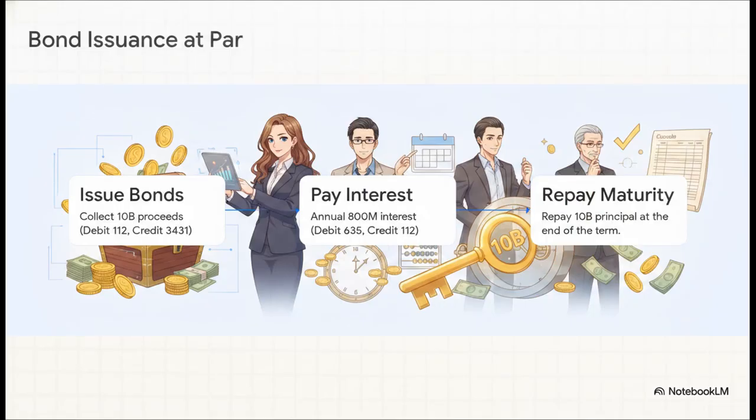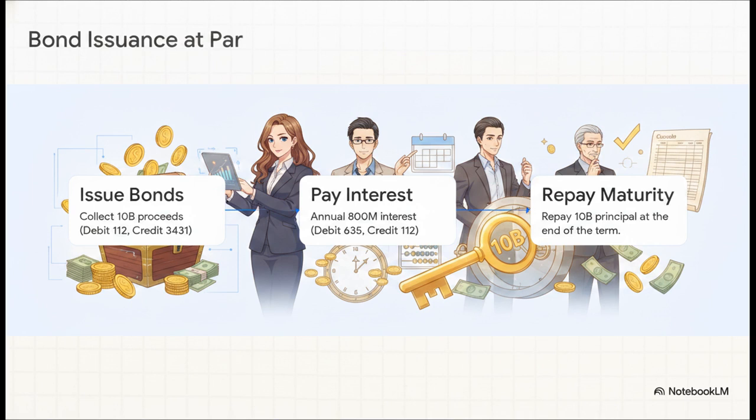Let's bring this theory into the real world. Haiphong Co. decides to issue 10,000 bonds at a 1 million VND par value with an 8% coupon rate. Because the market rate is exactly 8%, these bonds are issued exactly at par. Step 1. They collect a massive 10 billion VND, debiting cash and crediting 3431. Step 2. Every year, they faithfully pay 800 million in interest, debiting 635.